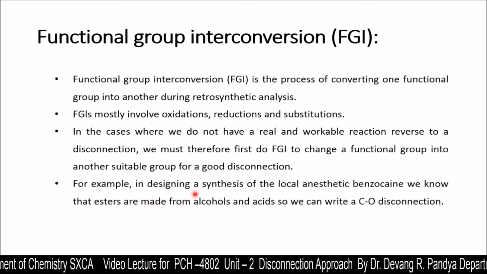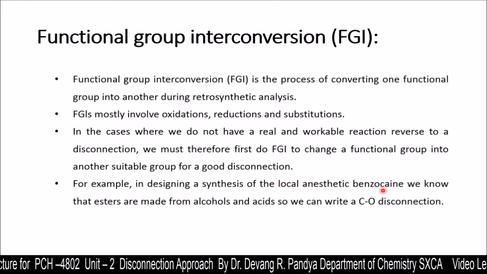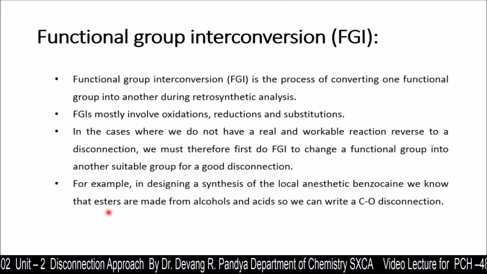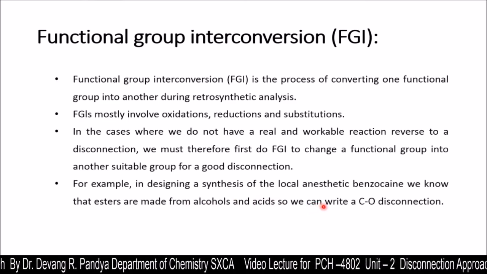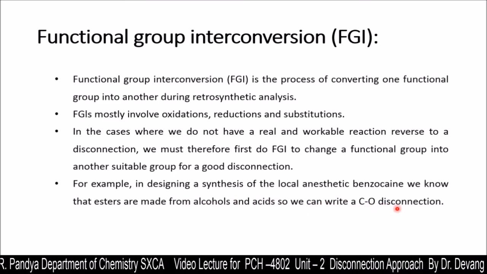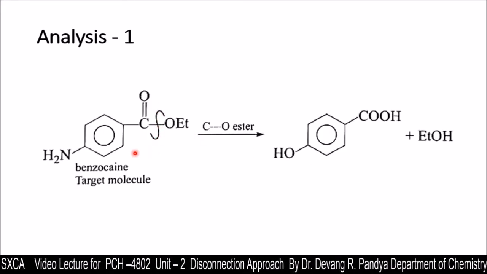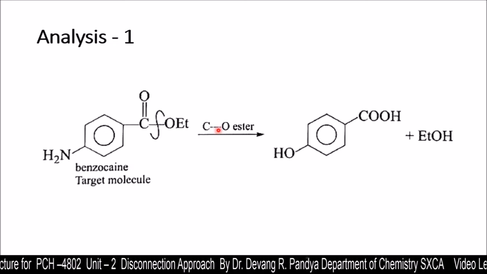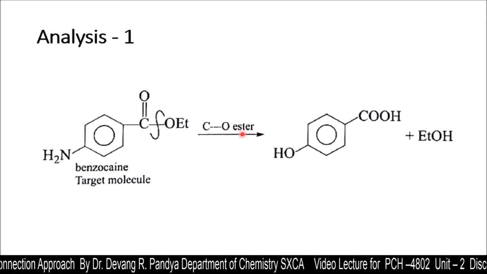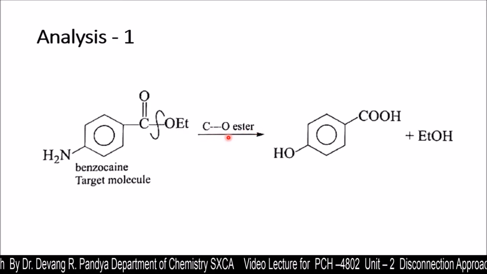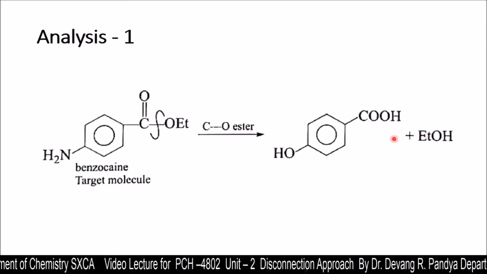For example, in designing a synthesis of a local anesthetic, that is benzocaine, we know that esters are made from alcohols and acids, so we can write a C-O disconnection there. This is our analysis 1, where the C-O disconnection of this target molecule, the ester linkage, is disconnected. You need to put a big inclined arrow. This is by mistake shown as a simple arrow. It should be an inclined arrow, and we're going to get these synthetic equivalents.